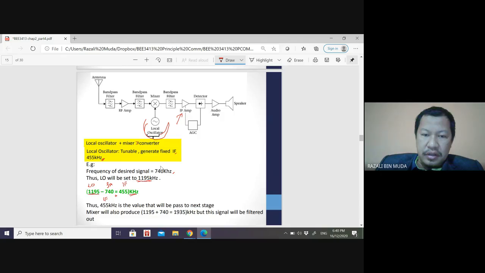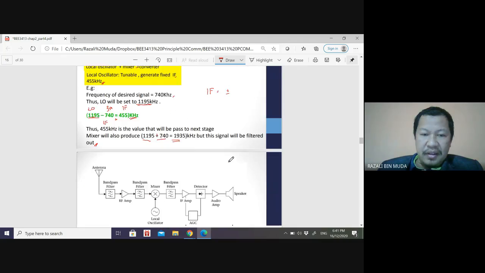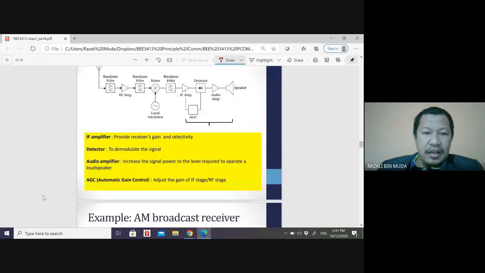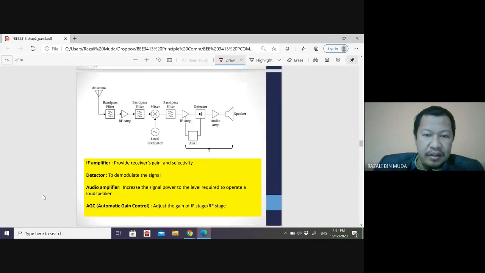The intermediate frequency is the value that will be passed to the next stage, the intermediate amplifier. The mixer will also produce local oscillator plus desired frequency, 1935 kHz, but that signal will be filtered out, because the intermediate frequency is like a sideband: you have an upper sideband and a lower sideband. Okay, the RF amplifier.